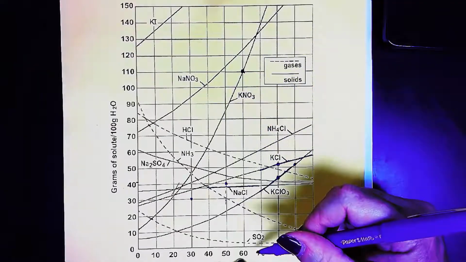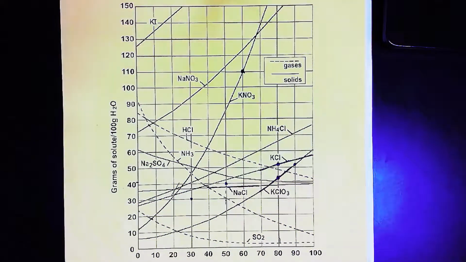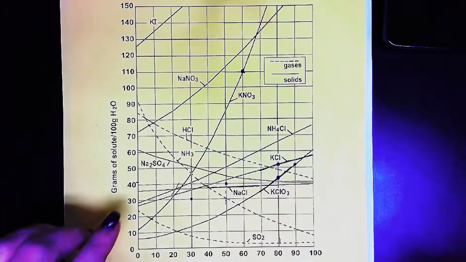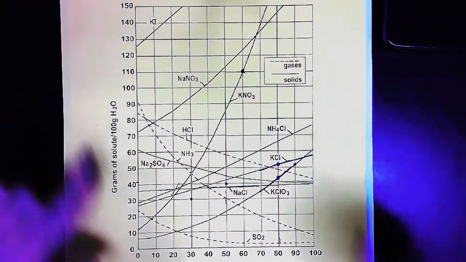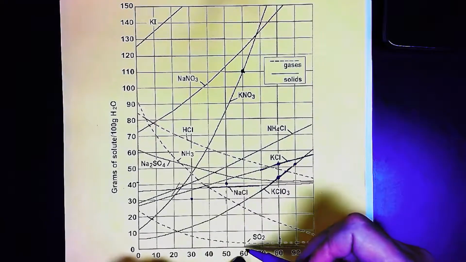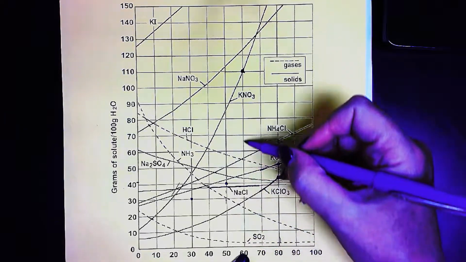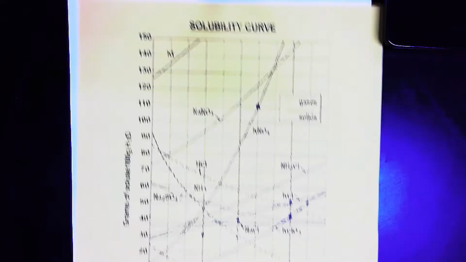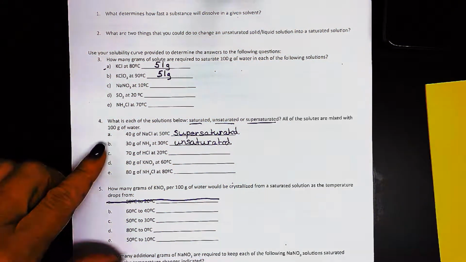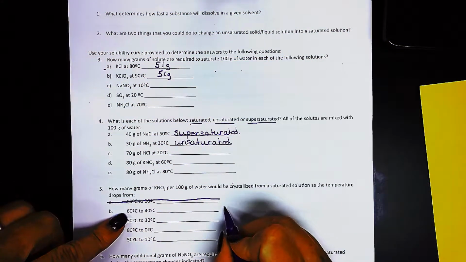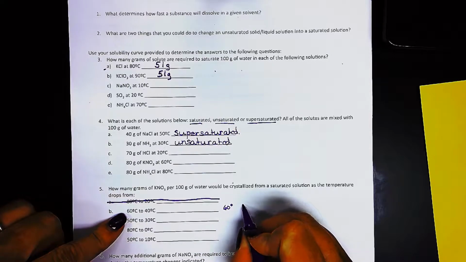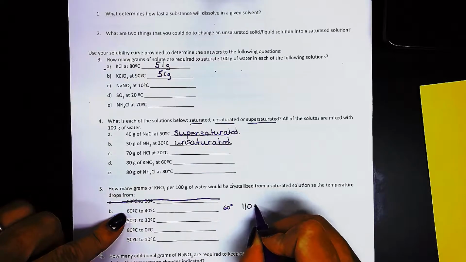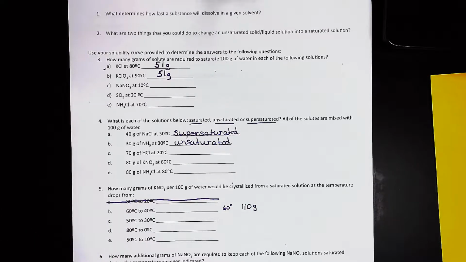So at 60 degrees, uh-oh, there went my light in my room. There we go. If I don't move, my light goes off. All right, let's try that again.